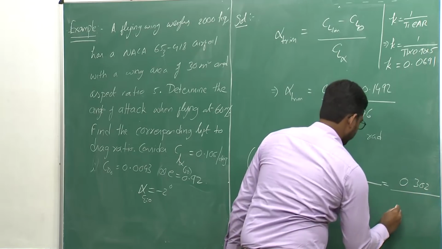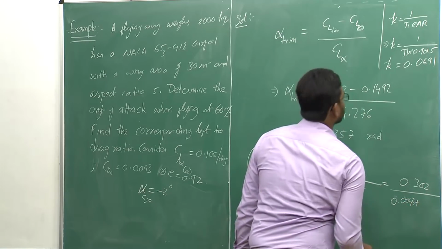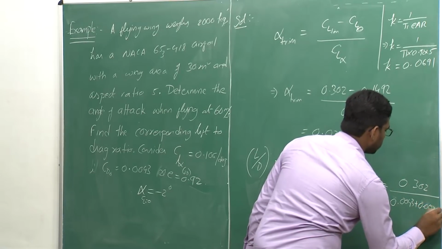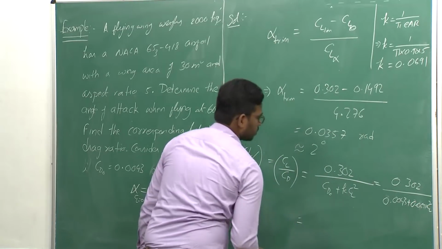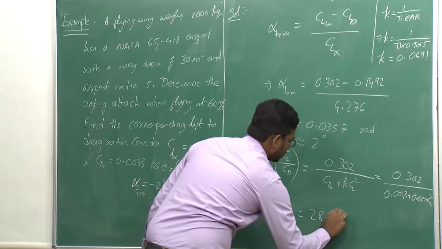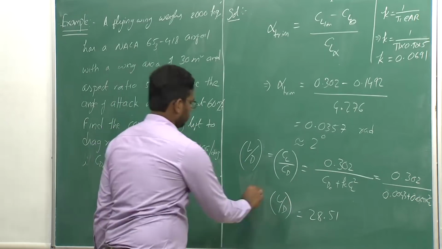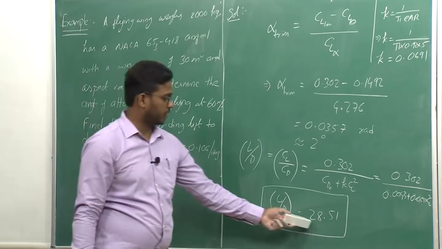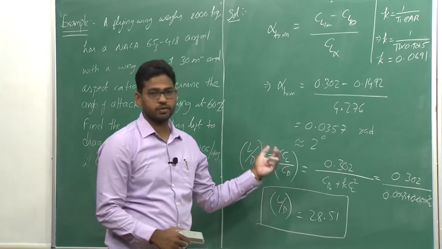0.302 divided by CD naught, which is 0.0043, plus K, which is 0.0691, into 0.302 (CL trim) square. This equals 28.51. So L by D for this particular flight condition is 28.51. This UAV is flying at an L by D of 28.5. Although it is a low aspect ratio wing, the profile drag is still very low.